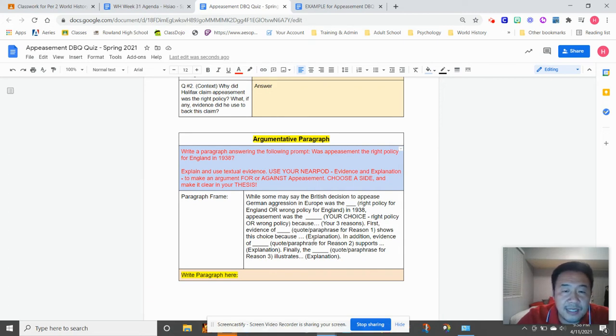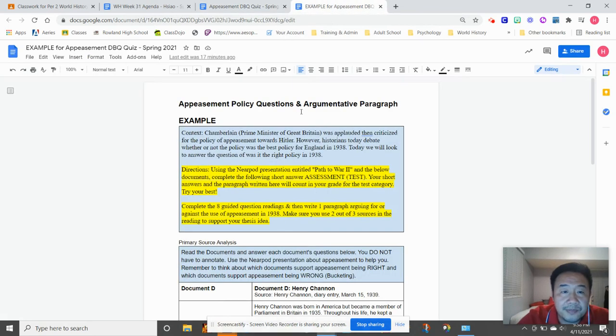So the sentence frame and the paragraph frame is here for you, and I'm going to be showing you that in the example for appeasement right now, and also be going through some questions. So if you're understanding how to get started on this, you can get started, but if you want to see the example, we'll keep looking. I'll keep watching this video.